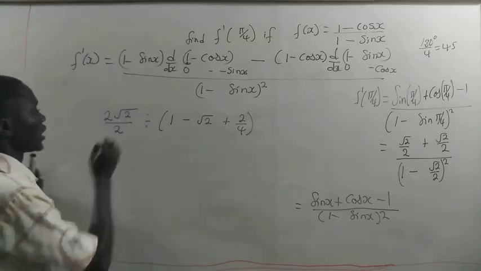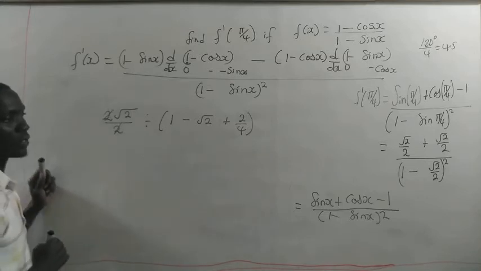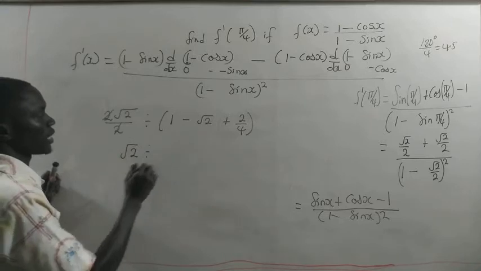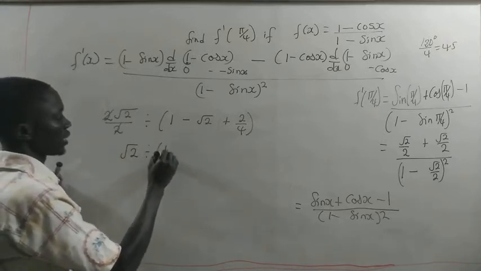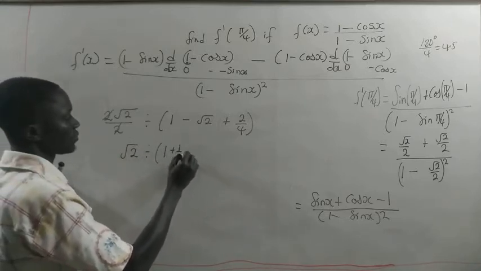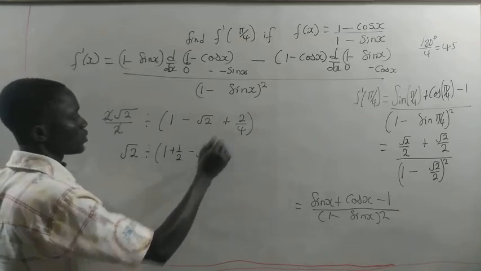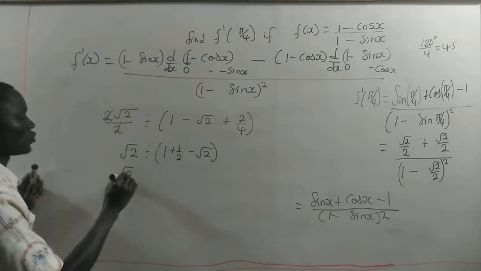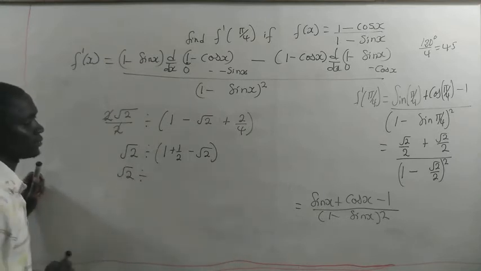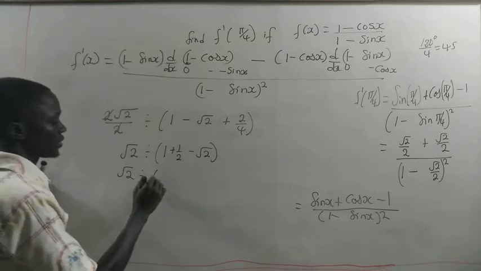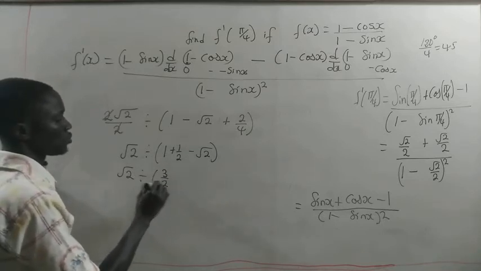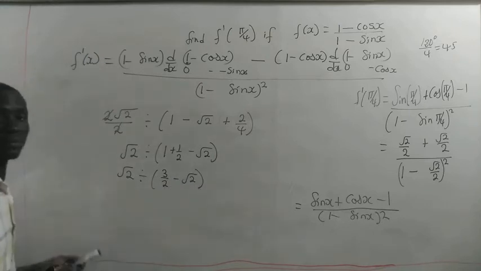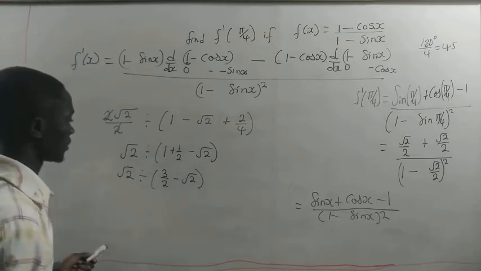Now, we have this to cancel this one, and we would have root 2 divided by 1 plus half minus root 2, because 2 divided by 4 is half. So you have root 2 divided by 1 plus half, which is 3 on 2, minus root 2. Yes. And what are we going to get?